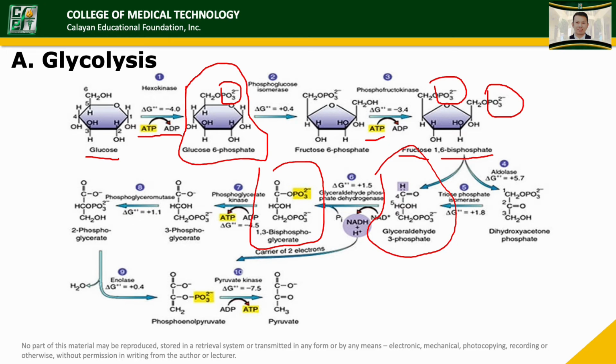It is then converted into 1,3-biphosphoglycerate. And then this one becomes the reactant, and this becomes the product, 3-phosphoglycerate. And then another conversion is the 2-phosphoglycerate, and then phosphoenol pyruvate, and then pyruvate, right?